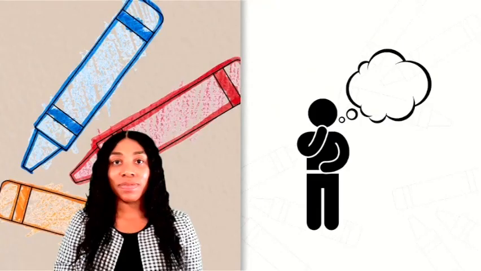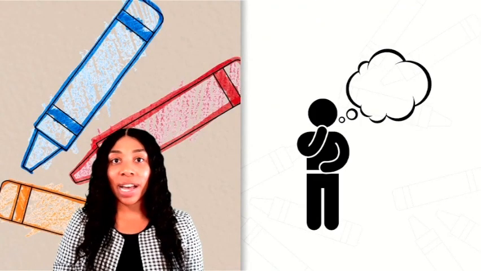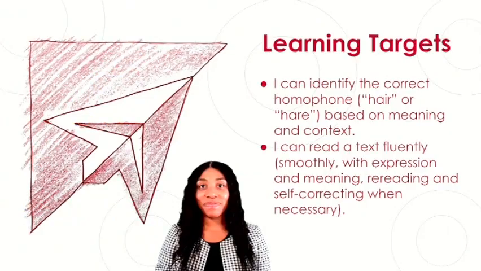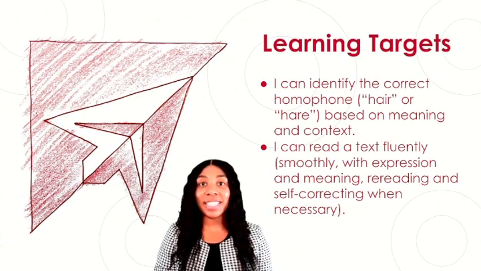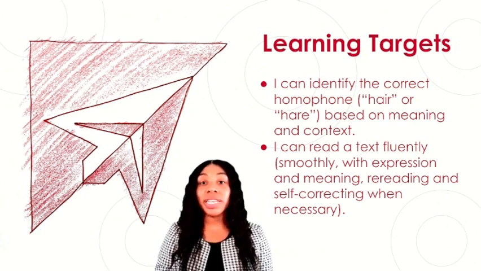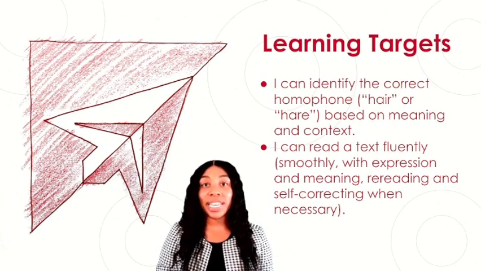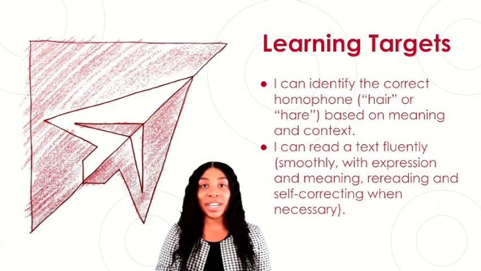Materials. Go ahead and put your thinking cap on. Ready? We have 2 new learning targets for today. Please follow along with me as I read them. Our first learning target is, I can identify the correct homophone, hair or hare, based on meaning and context. Our second learning target is, I can read a text fluently, smoothly with expression and meaning, rereading and self-correcting when necessary.